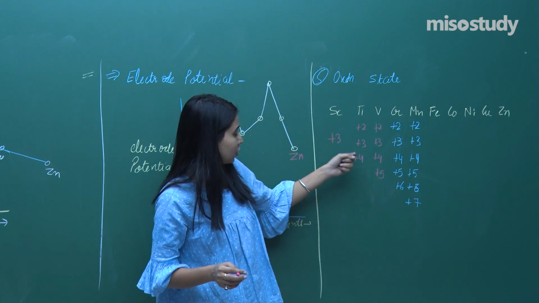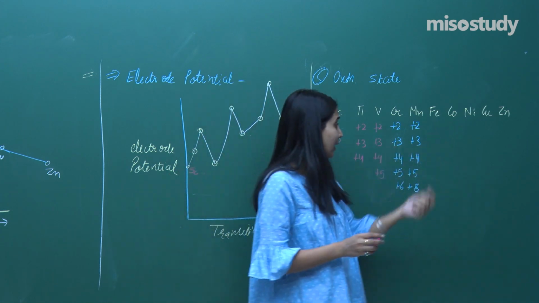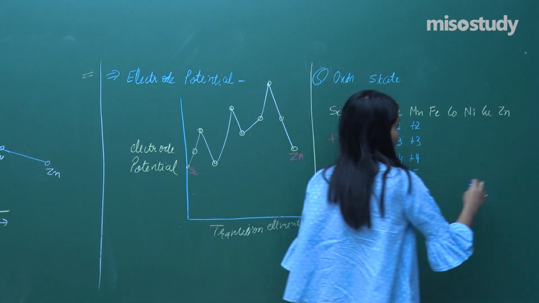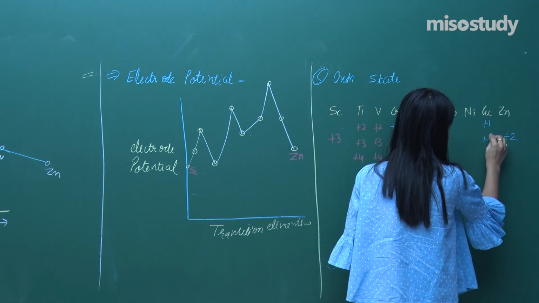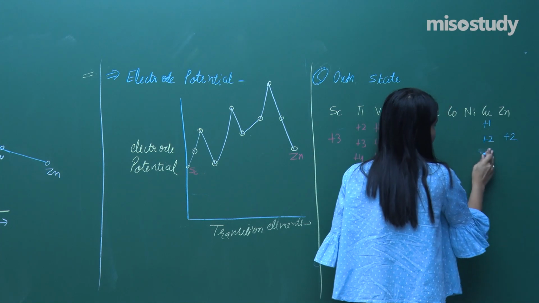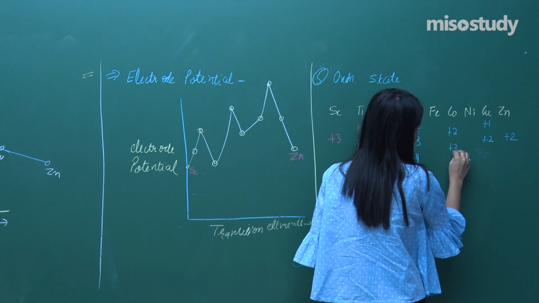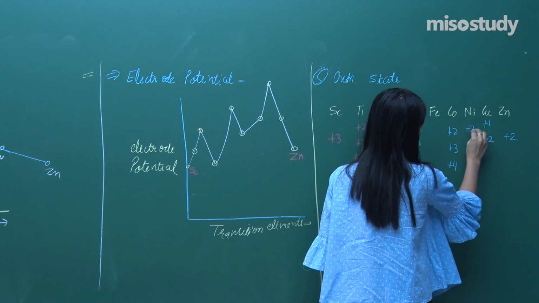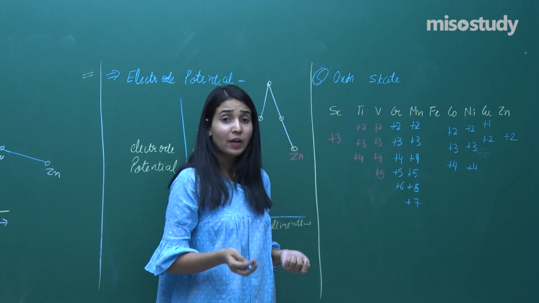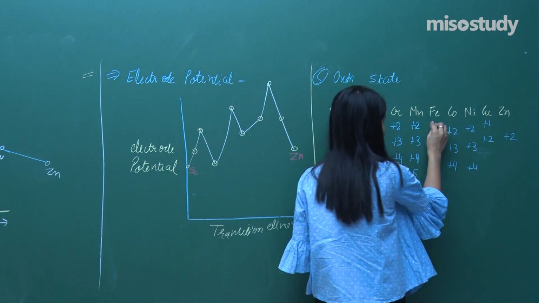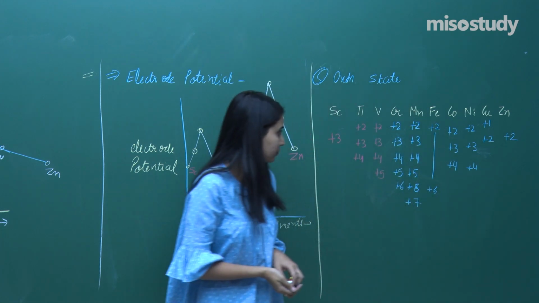Then I see an increase, it goes from 4, 5, 6 and 7, right? Then there would be a decrease in the trend. Last one it would be +2. Here I would be seeing +1 and +2. For cobalt and nickel, it would be 2, 3 and 4. And for the case of iron, the value would go from +2 till +6, right?